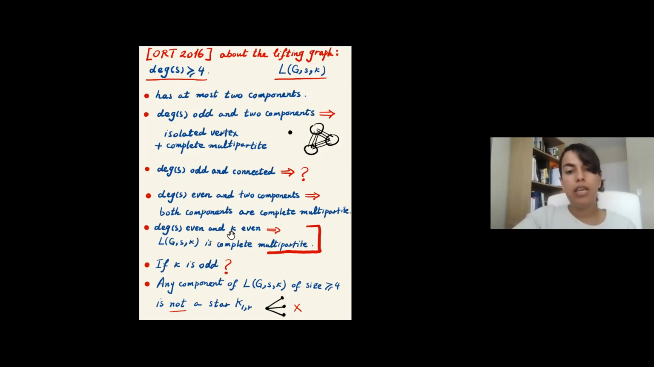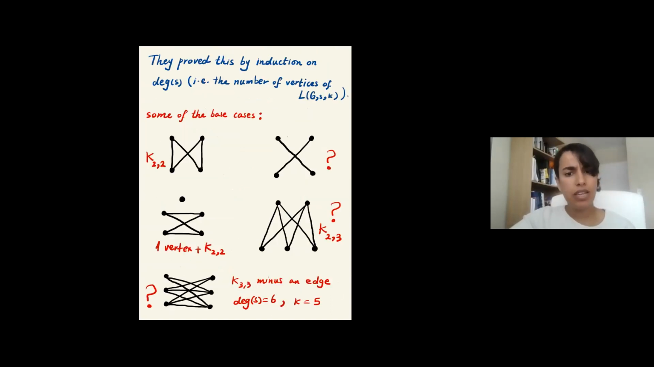When the degree is even and the connectivity is even, this is what they used, that the graph is complete multipartite. They didn't know what happens when the connectivity is odd, and they proved that any component whose size is at least 4 vertices is not a star. They proved this by induction on the degree of S. So let's look at some of the base cases they found.